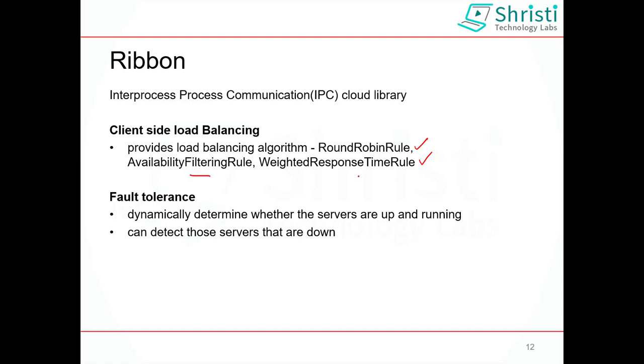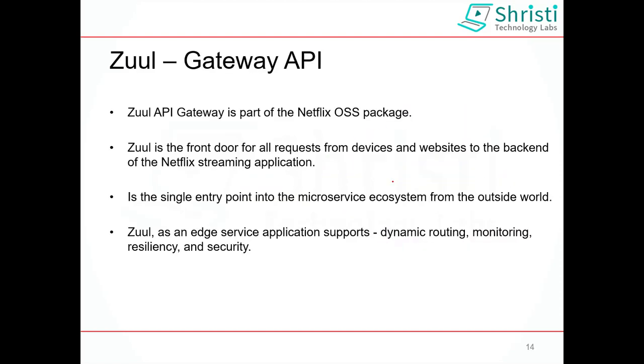Ribbon also has the capacity to identify whether the servers are up and running or whether the servers are down. Just like load balancing algorithm, you can ping the server and find out whether the server is up and running. These things are possible with the help of Ribbon. Next one is Zuul. Zuul acts as a gateway API.